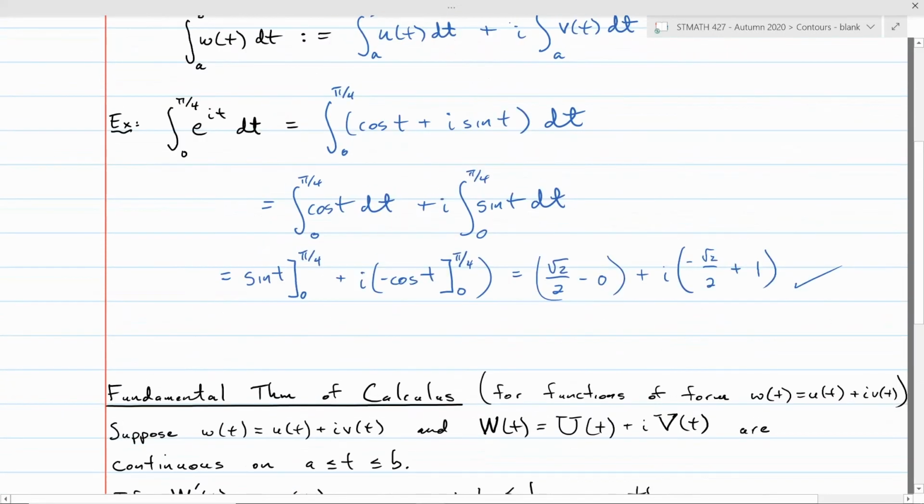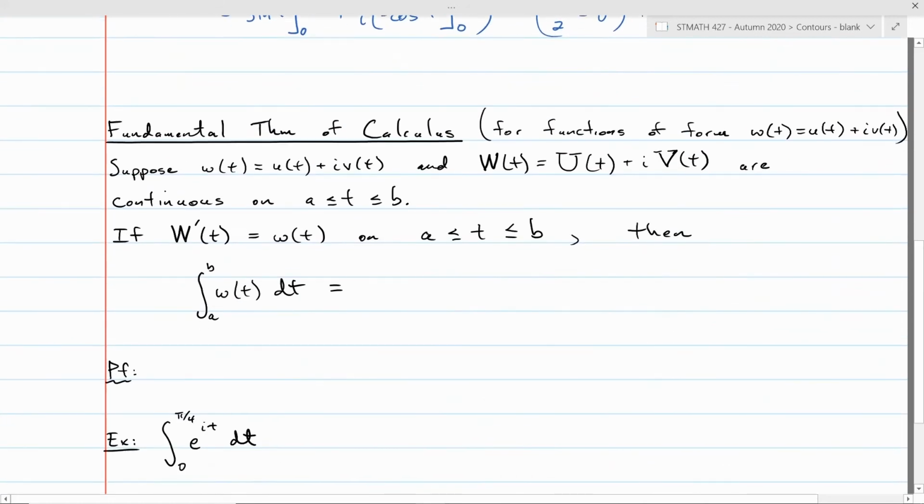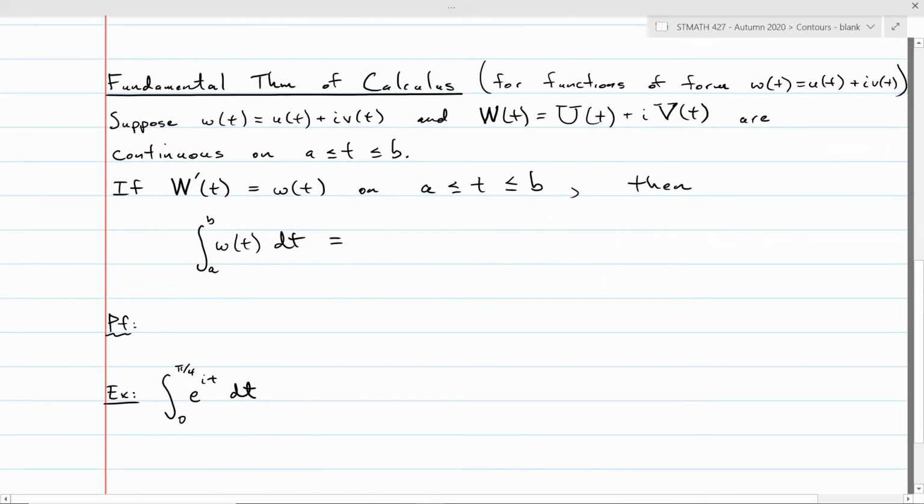One thing that can help us evaluate these kinds of integrals is a fundamental theorem of calculus for these kinds of integrals. It says, suppose the function you want to integrate is w of t equals u of t plus i v of t, and we have a second function of that form, big W of t equals big U of t plus i times big V of t. We'll suppose those are continuous on our interval, and the big W function is actually an antiderivative of little w of t. So if I differentiate big W, I get little w.